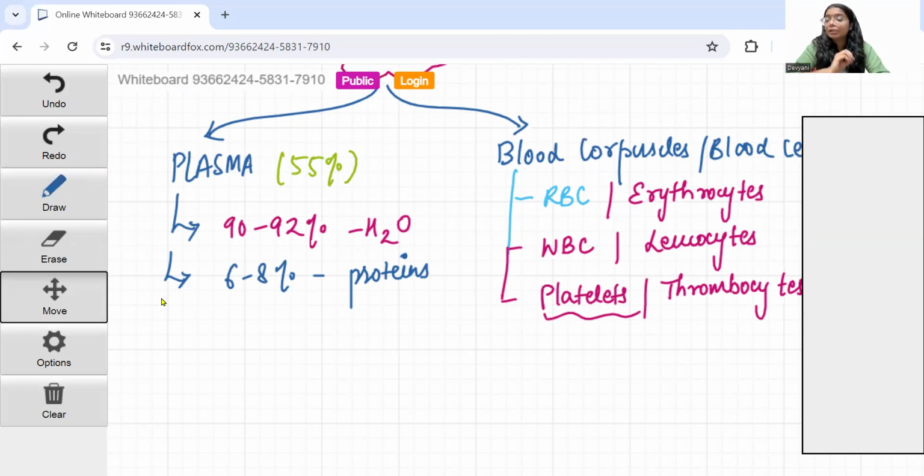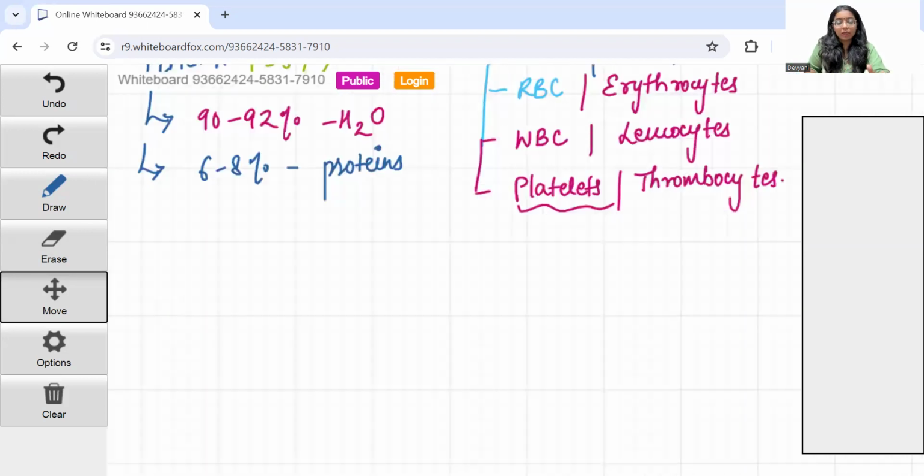So it can be asked as a question, and it has been asked, what is the percentage of the water present in the plasma? That is 90 to 92%. But if it is asking you the percentage of plasma in the blood, that is going to be 55%. Okay, I hope I am clear till here. So if you have any doubts, you can ask in the chat.